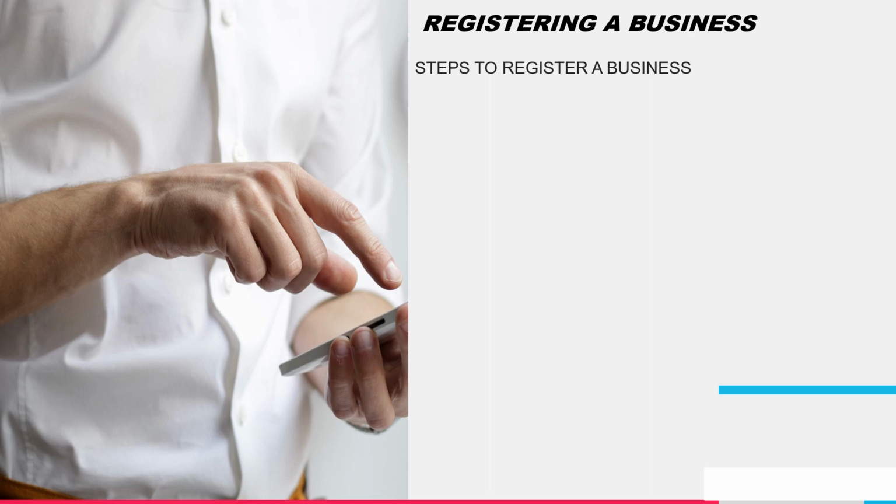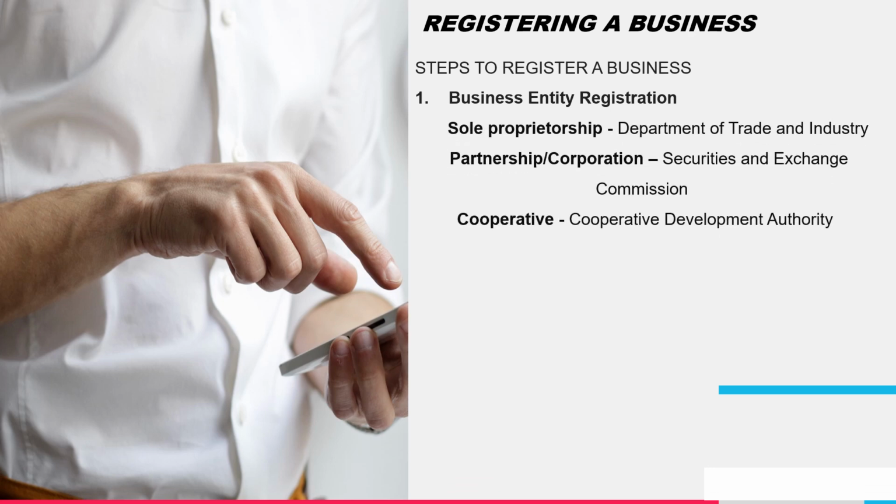Let's proceed on registering a business. So, steps to register a business. The first step is business entity registration. If your business is a sole proprietorship, then you will register it to the DTI, or Department of Trade and Industry. If it is a partnership or corporation, you will go to the SEC, or Securities and Exchange Commission. While if your business is a cooperative, then you will go to the Cooperative Development Authority.